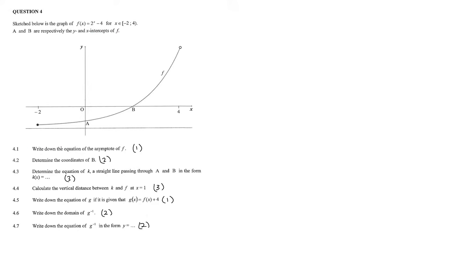Question 4.1. Write down the equation of the asymptote of f. So this would be our asymptote, and as we can see in our equation, it's -4. So our asymptote would be y = -4.